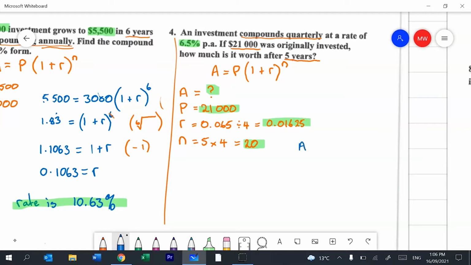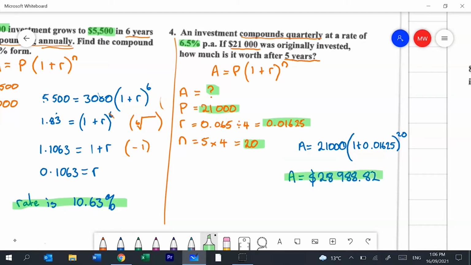We've got A equals a principal, 21,000, brackets, 1 plus 0.01625 to the power of 20. And then I'm going to put that straight into my calculator. And the account balance after 5 years will be $28,988.82. So it's easy work in the calculator, but you have to make sure that you manipulate that R and N value before you start.